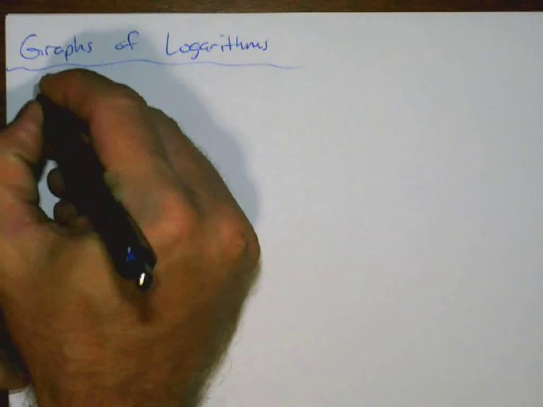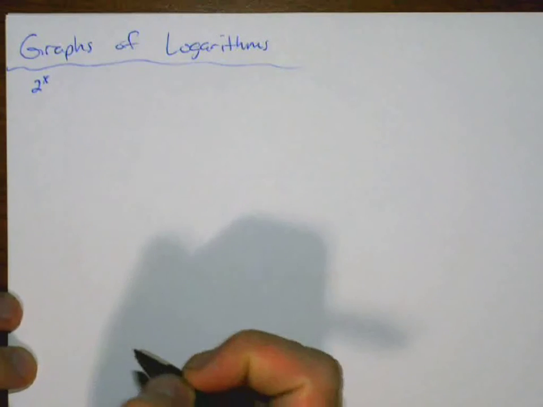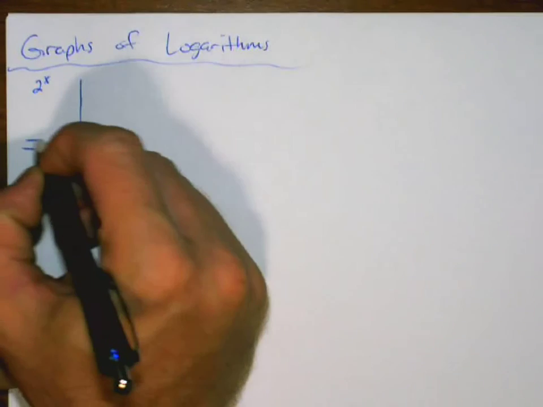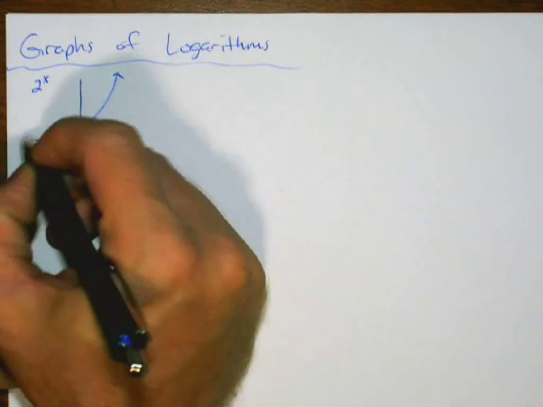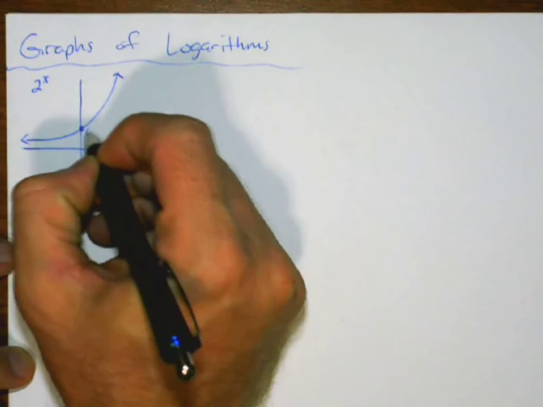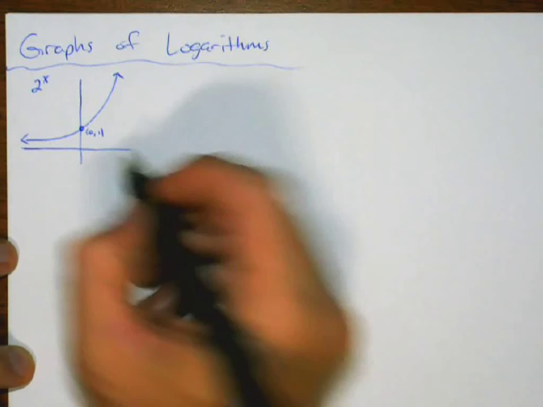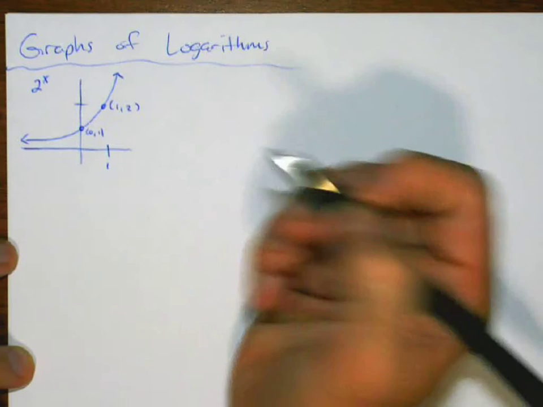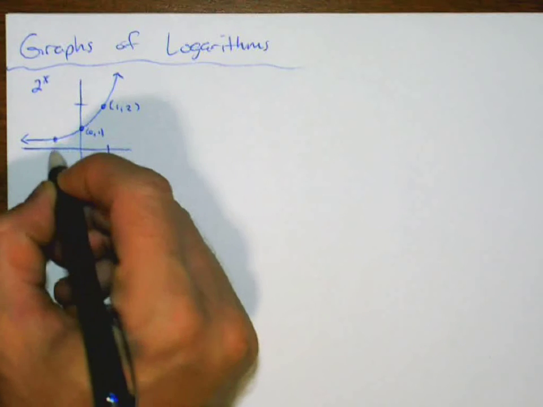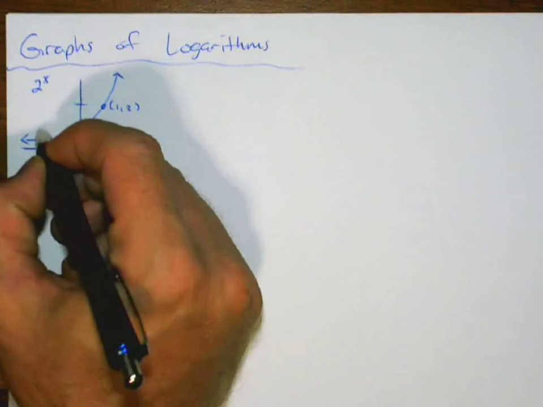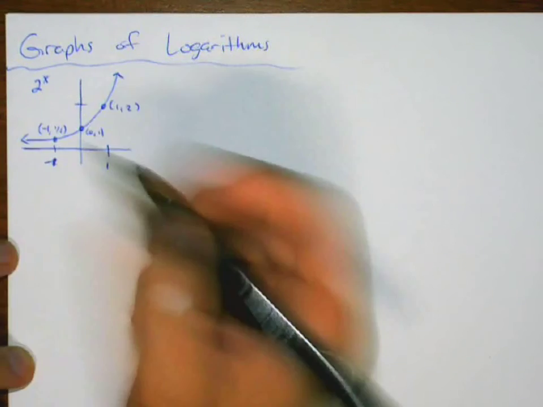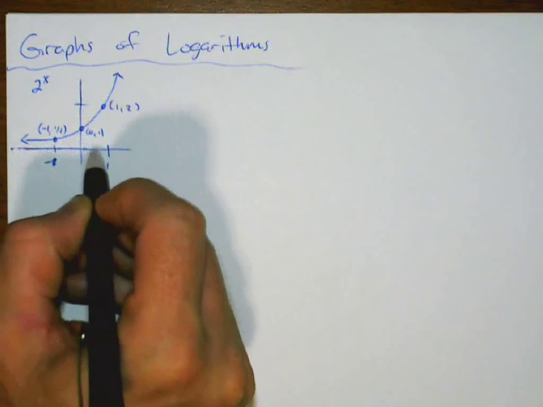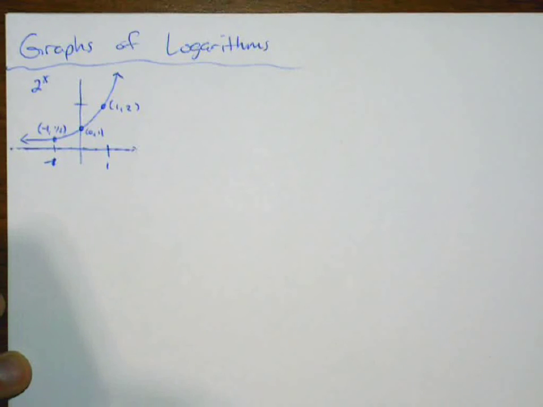So if I started with 2 to the x power, we know from a previous lesson that 2 to the x power looks like this. And we have very specific points. We have the point (0, 1), the point (1, 2), and we got these the other day by just plugging in numbers. It's -1, which makes this (-1, 1/2). We're just going to use those 3 points to help us out for the graph. Well, we remember we got our horizontal asymptote for the exponential.